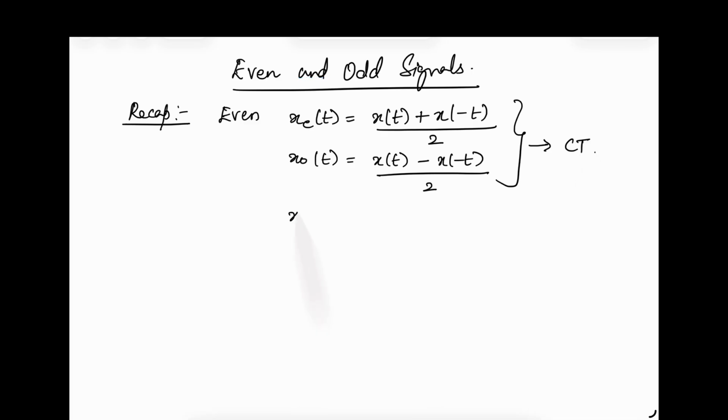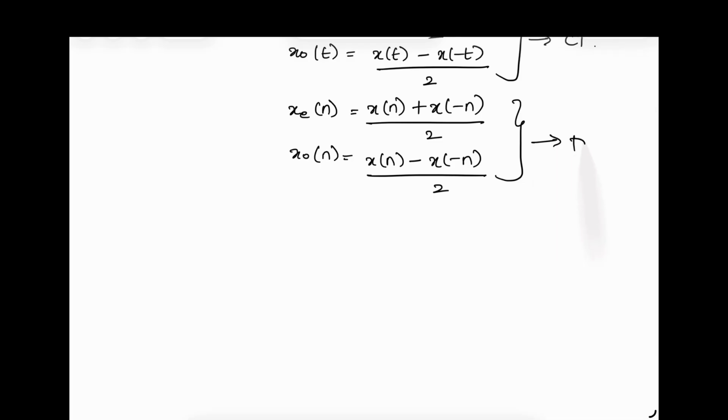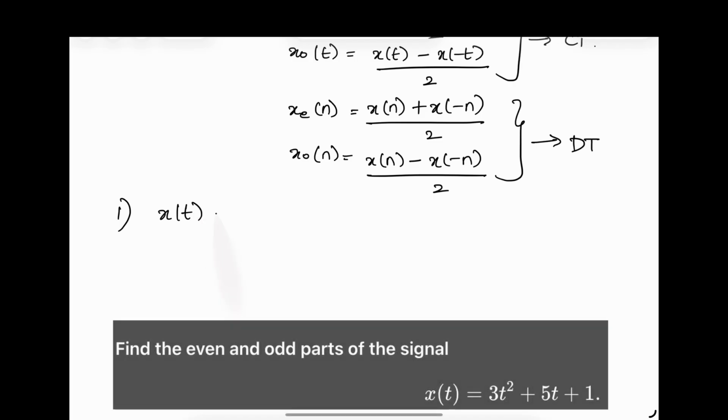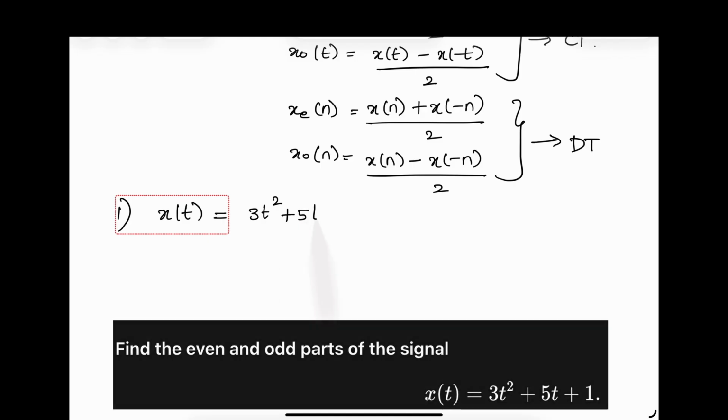When I represent a discrete time signal, x even of n will become x of n plus x of minus n divided by 2, and x odd of n will be written as x of n minus x of minus n divided by 2. If you're thorough with these two formulas, we can directly go with the problems for even and odd signals. Let me go with the first problem. Find the even and the odd signals for x of t is equal to 3t square plus 5t plus 1.